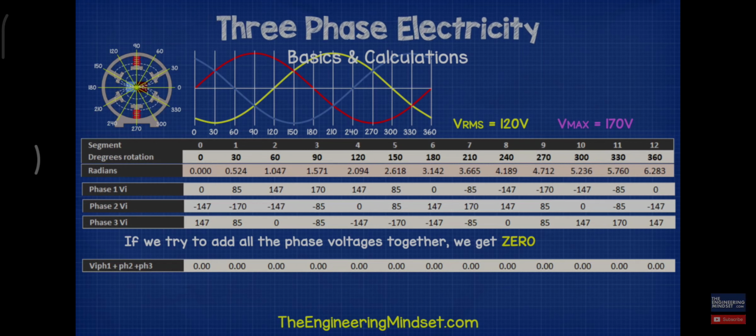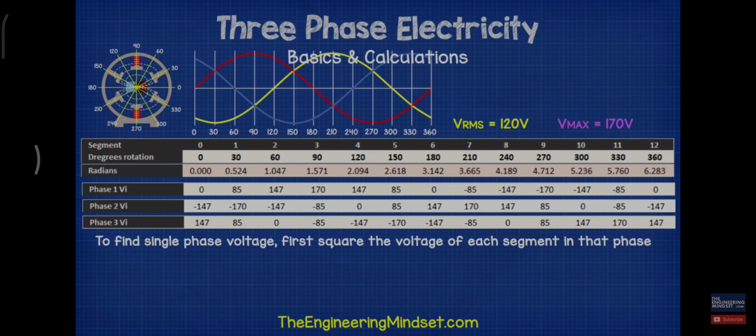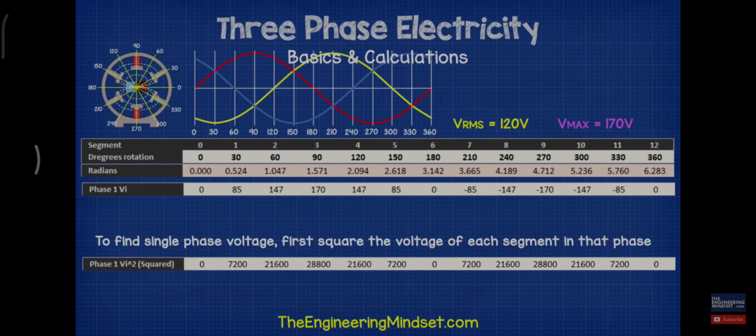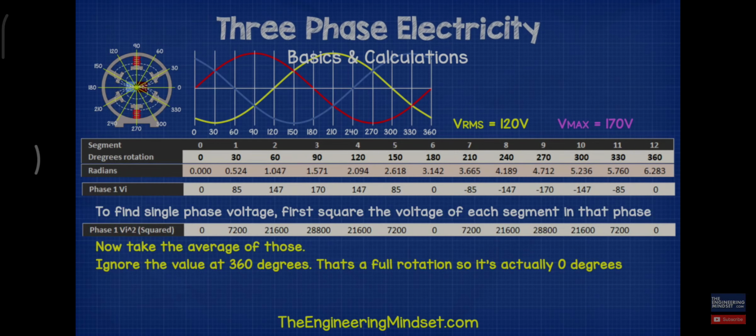If we try to add these voltages together, we get 0 because they cancel each other out. So instead, we're going to take the RMS voltage per phase. I'll just show you this for one phase, but the process is the same for phase 2 and 3. So we start by first squaring each instantaneous voltage for a full rotation. Now take the average of these values. Add them all together and divide by how many segments you have. In this case, we have 12 segments.